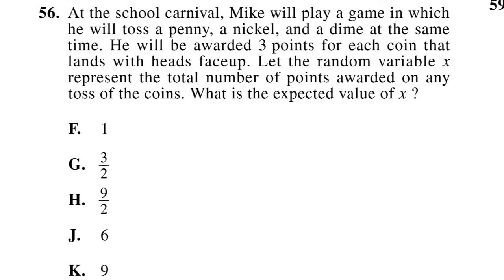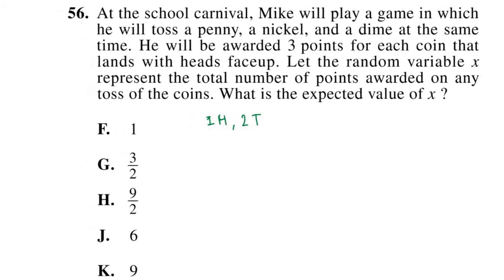Number 56, at the school carnival, Mike will play a game in which he will toss a penny, a nickel, and a dime at the same time. He will be awarded 3 points for each coin that lands with heads face up. Let the random variable x represent the total number of points awarded on any toss of coins. What is the expected value of x? So we have 4 different possibilities. We have 1 will land on heads, and 2 will land on tails.